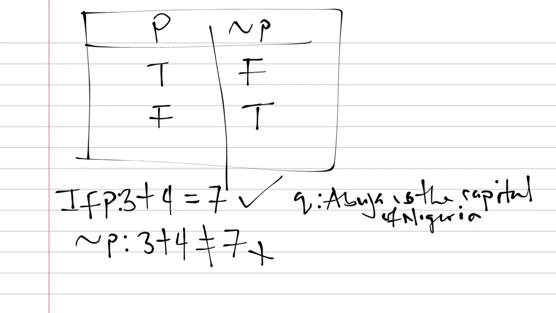Are you seeing that? What will be the negation of Q? The negation of Q will be: Abuja is not a capital of Nigeria. Are you seeing that? That will be: Abuja is not a capital of Nigeria. Are you seeing that now?